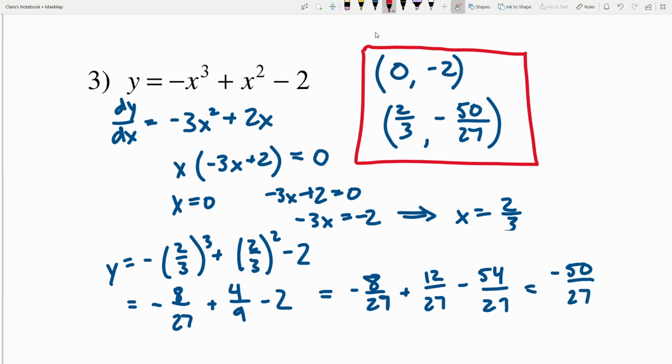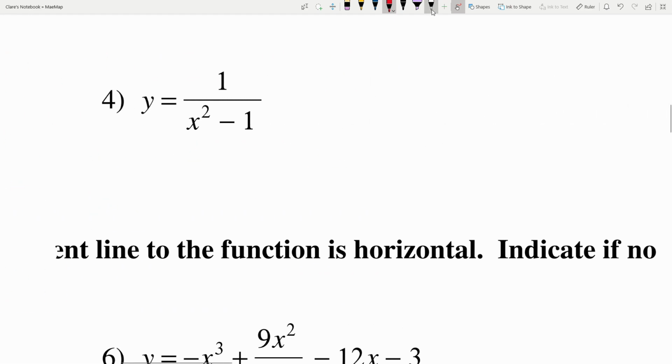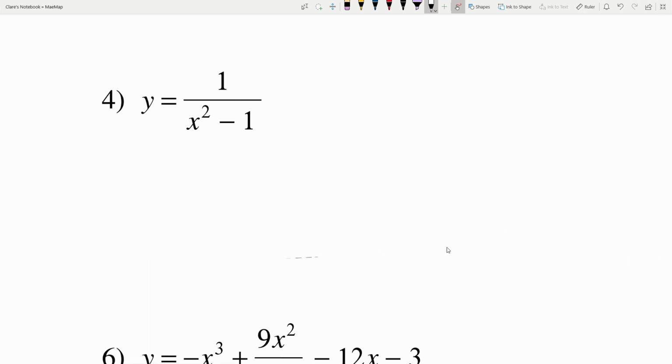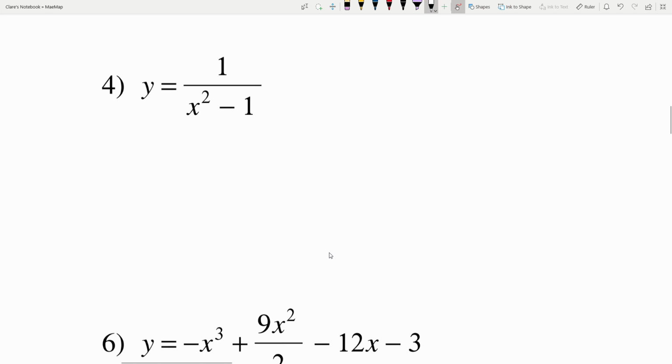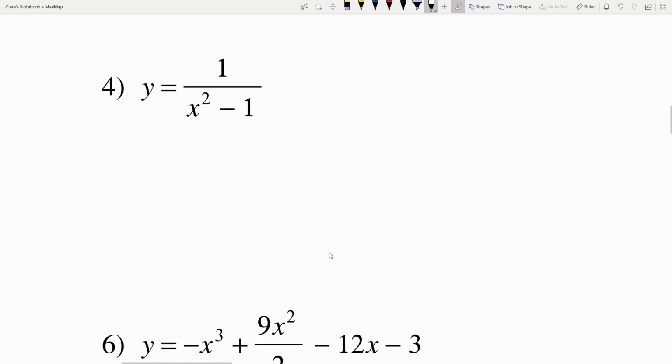Let's go ahead and move on to number 4. And again, let's clear some of this out so we can have room to work. So our horizontal tangent line occurs when the slope equals 0, so when the derivative equals 0. And for number 4, we can find the derivative one of two ways. We can do the quotient rule, or we can do the chain rule by rewriting it.